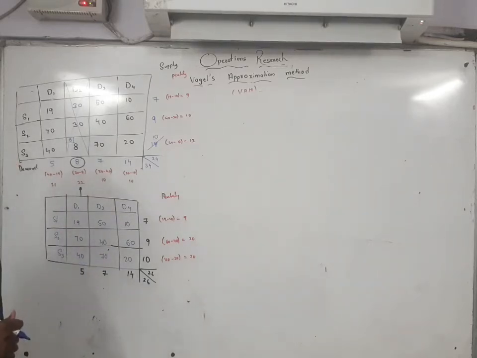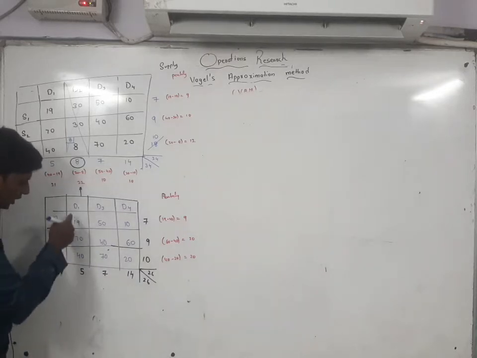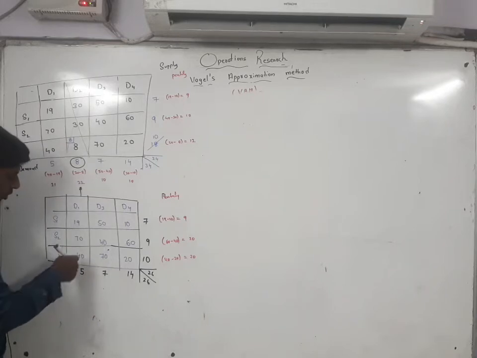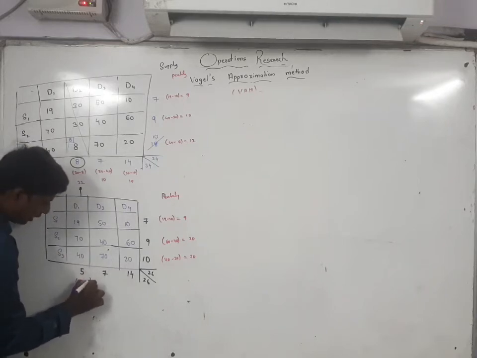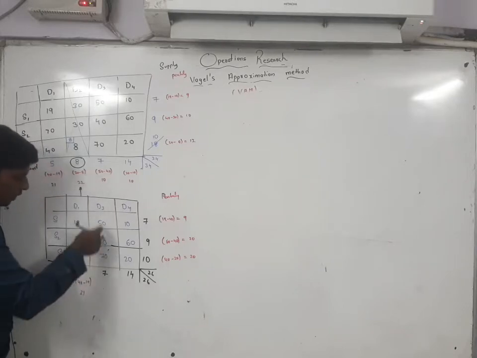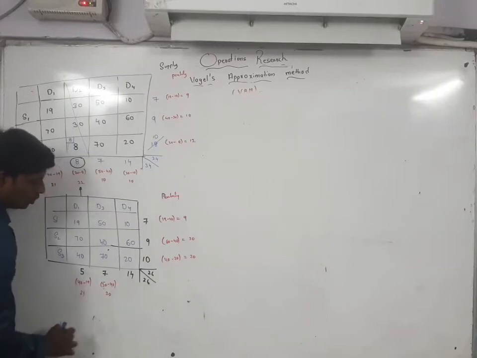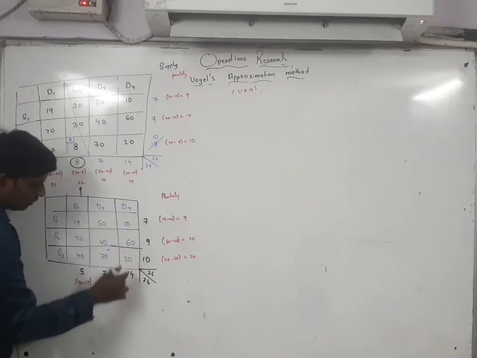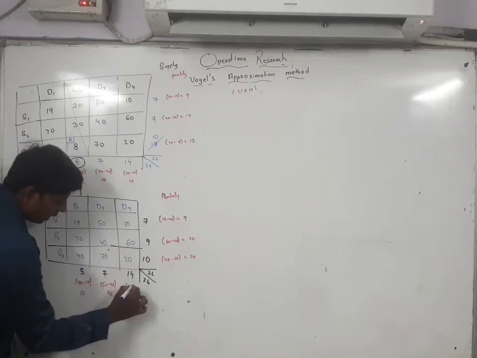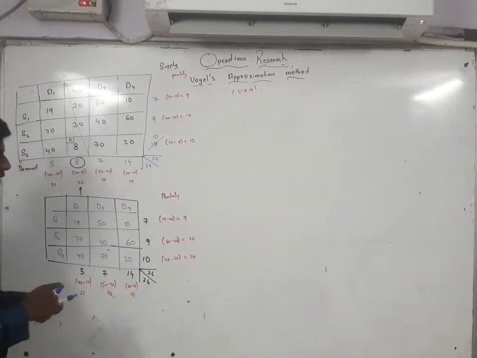Next you have to find out the column penalties. For finding the column penalties, you have to select the least 2. If you select this one, 40 minus 19, how much will you get? 21. Here the least value, that is 50 minus 40. How much will you get? Sorry, 10. Next one, here the least value, that is 20 minus 10. How much will you get? 10.